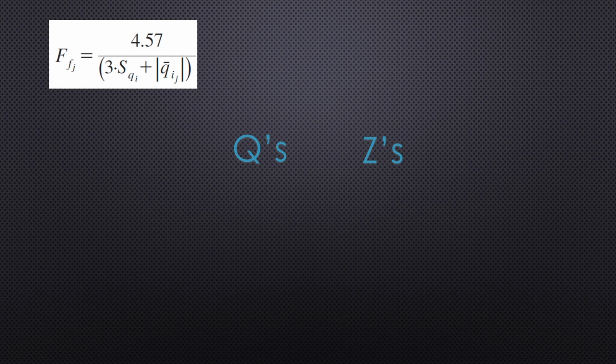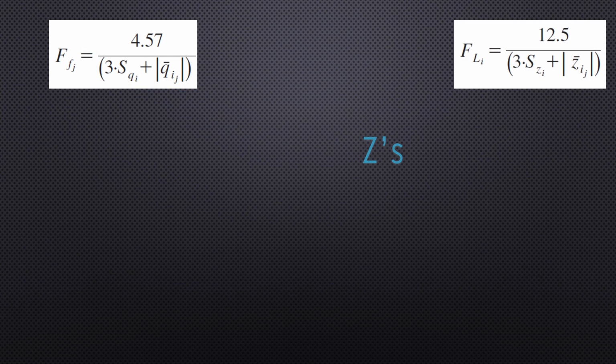This is the formula for FF. The Q values gathered are simply entered into this formula along with the standard deviation of the Q values here. A similar procedure is followed using the Z values to calculate FL with this formula. For any given run of Q and Z values, there's a corresponding FF and FL value.